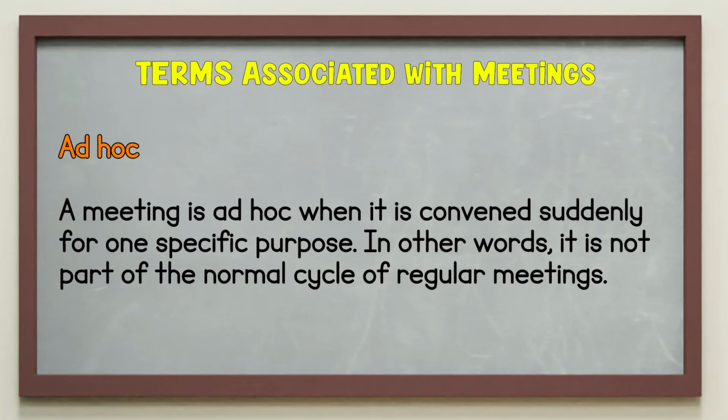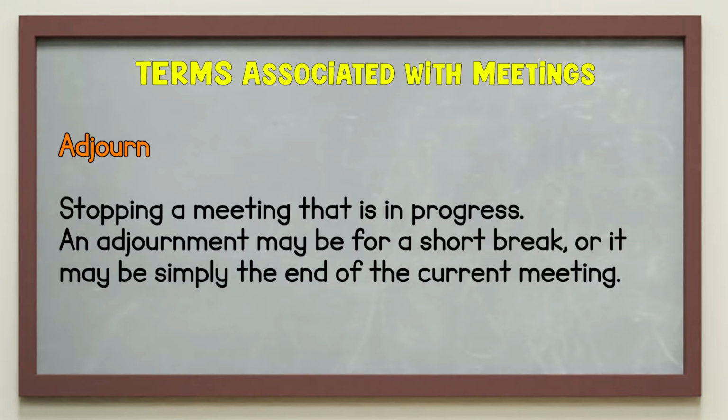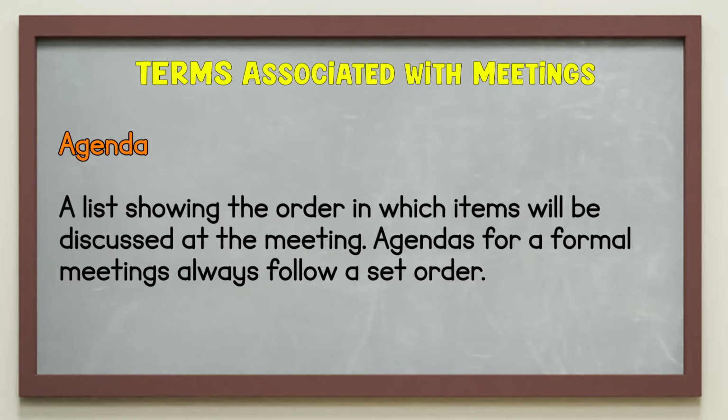Ad hoc. A meeting is ad hoc when it is convened suddenly for one specific purpose. In other words, it is not part of the normal cycle of regular meetings. Adjourn. Stopping a meeting that is in process. An adjournment may be for a short break or it may be simply the end of the current meeting. Agenda. A list showing the order in which items will be discussed at the meeting. Agendas for a formal meeting always follow a set order.